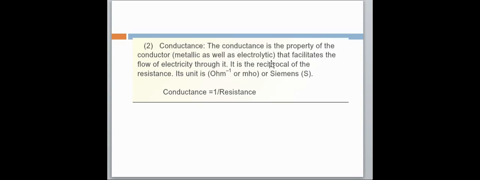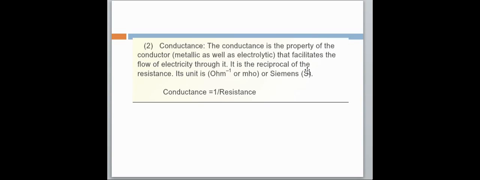Conductance. Conductance is the property of a conductor. Obviously, a conductor is something that will conduct, that facilitates the flow of electricity through it. So what does conductance do? It is a property of any conductor that conducts electricity. It is the reciprocal of resistance.